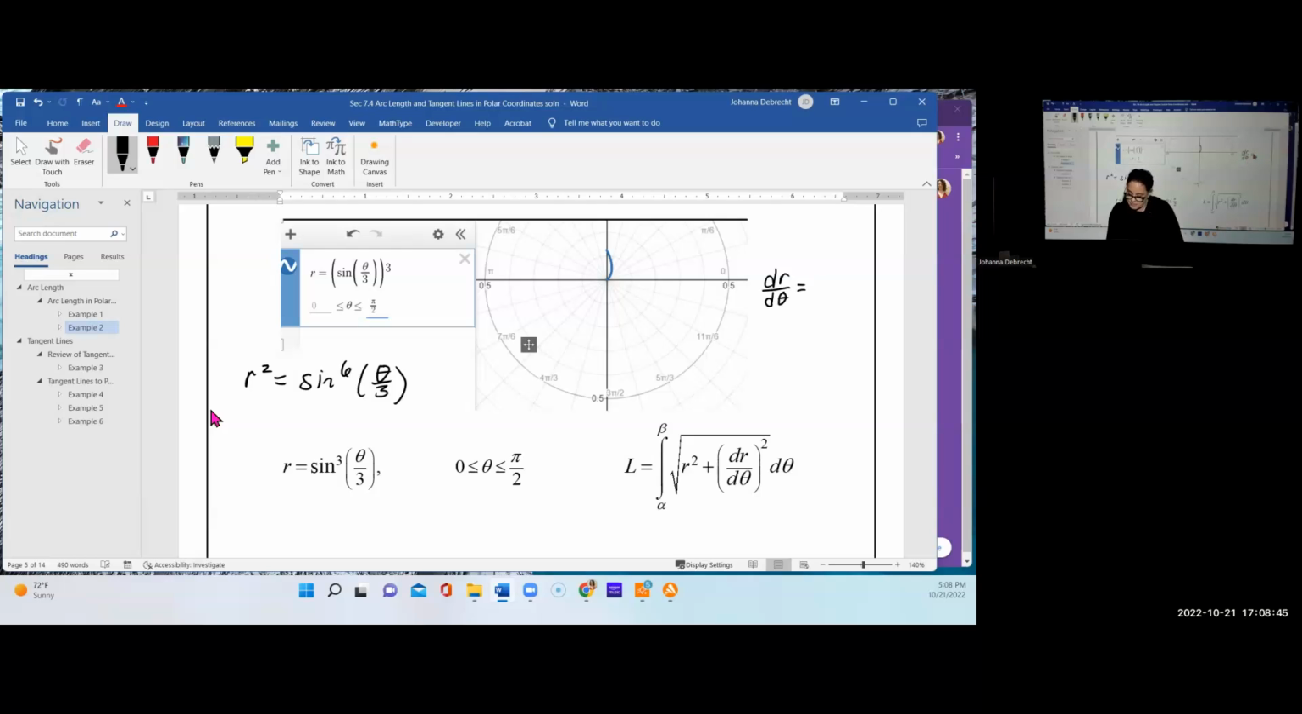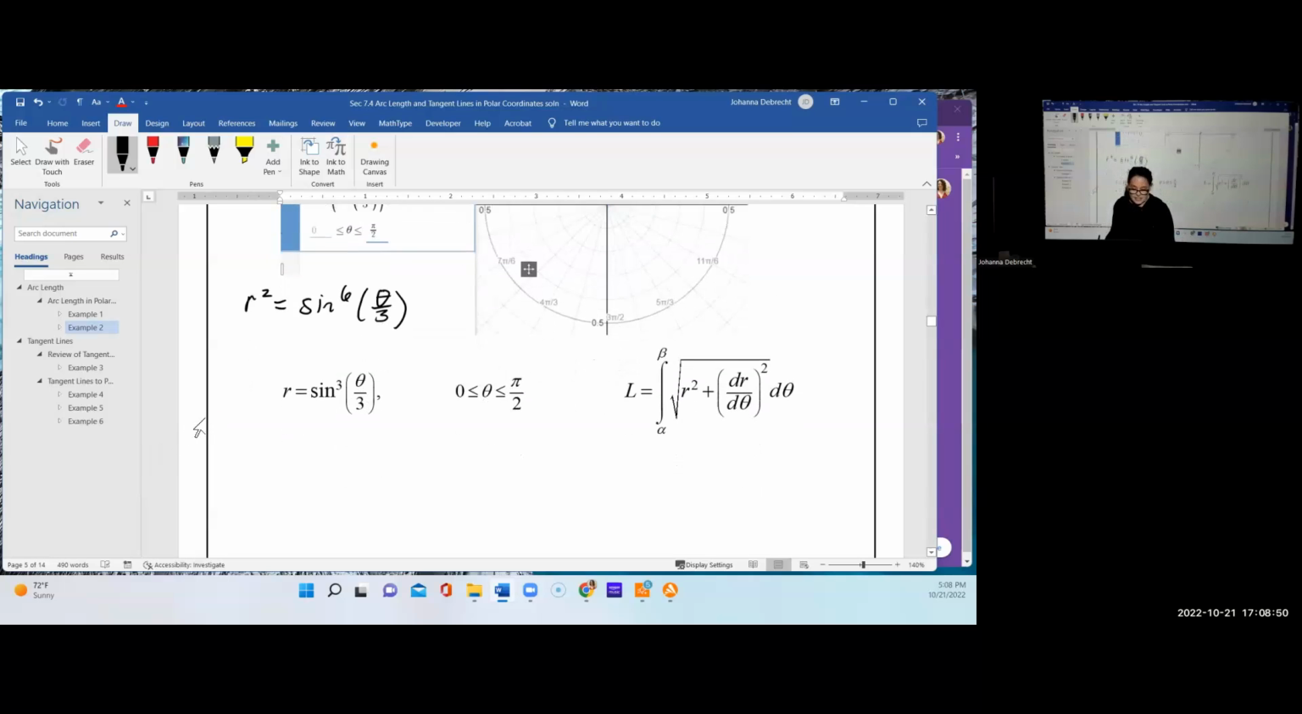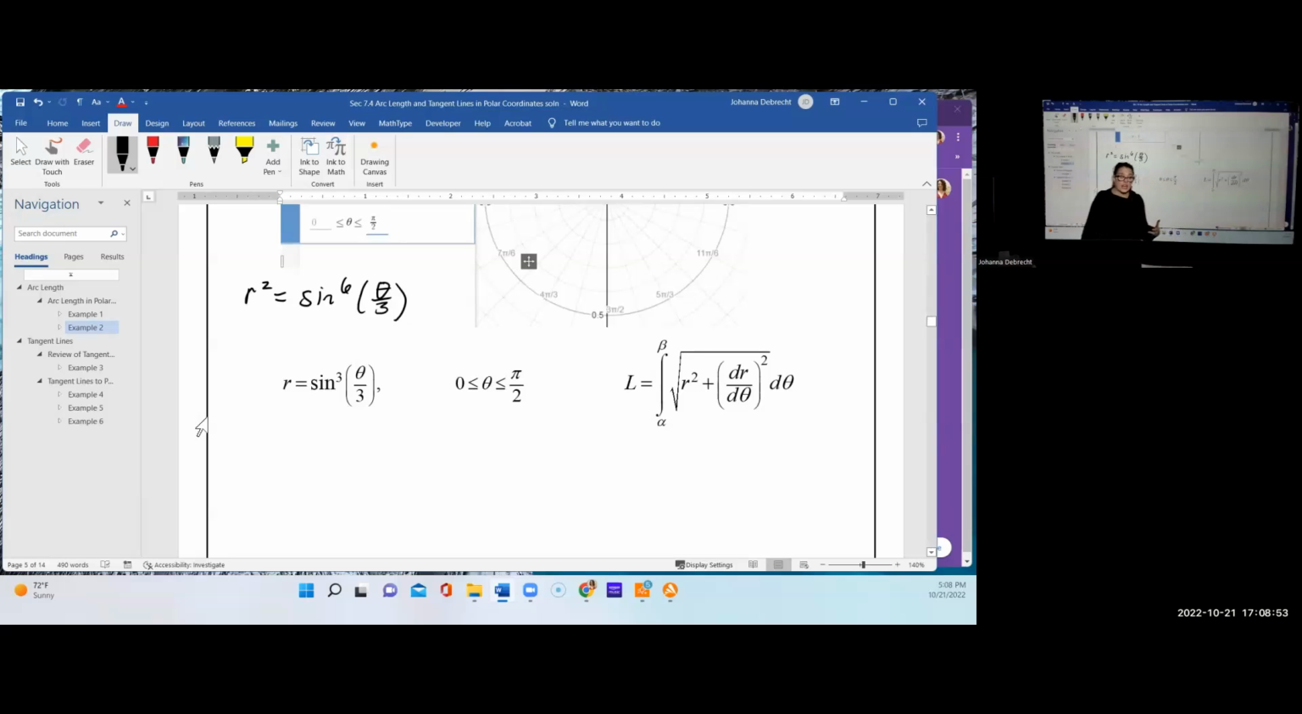So I find dr d theta. I'm probably going to need more room for this, so let's move this down. In order to find dr d theta, I'm going to have to invoke the chain rule, because I've got the 6th power applied to sine, and inside sine, I have a function of theta. So I've got nested functions here: the 6th power, the sine function, and the function theta over 3. So this is going to pull the 3 to the front. I'm applying it here. That makes this sine squared of theta over 3.